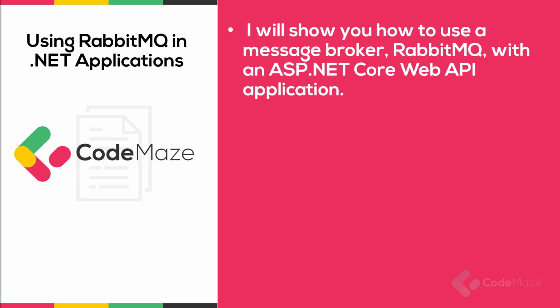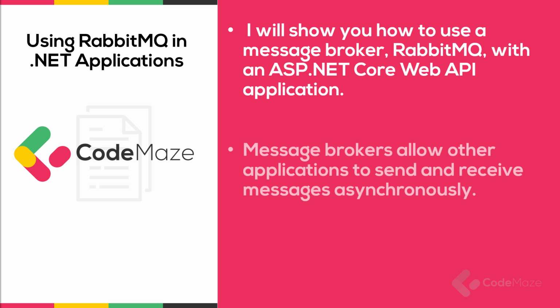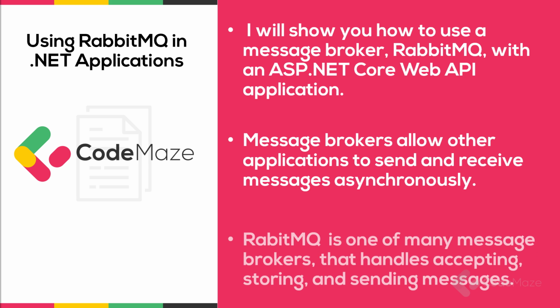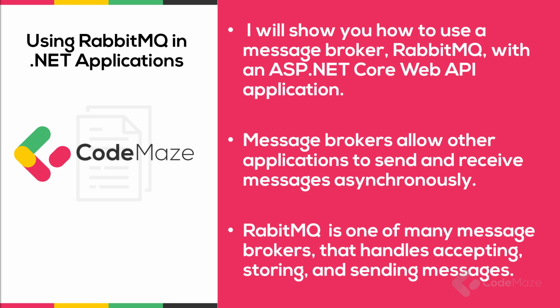Hi everyone! In this video, I'll show you how to use a message broker, RabbitMQ, with an ASP.NET Core Web API application. Message brokers allow other applications to send and receive messages asynchronously. As a result of this, we can build highly scalable, decoupled applications that don't rely on synchronous actions. Having a message broker, like RabbitMQ, to manage our inter-application communication allows our system as a whole to scale much easier. It is one of many message brokers that handles accepting, storing, and sending messages.